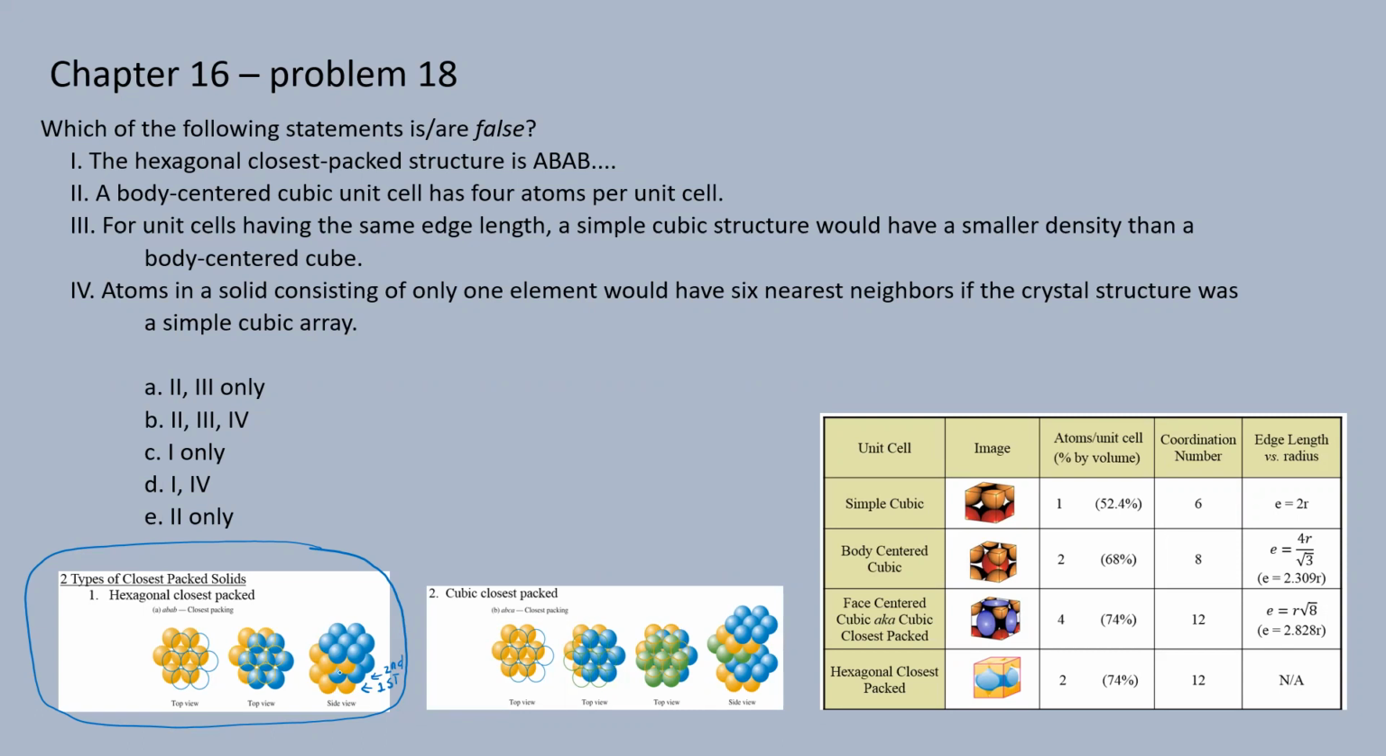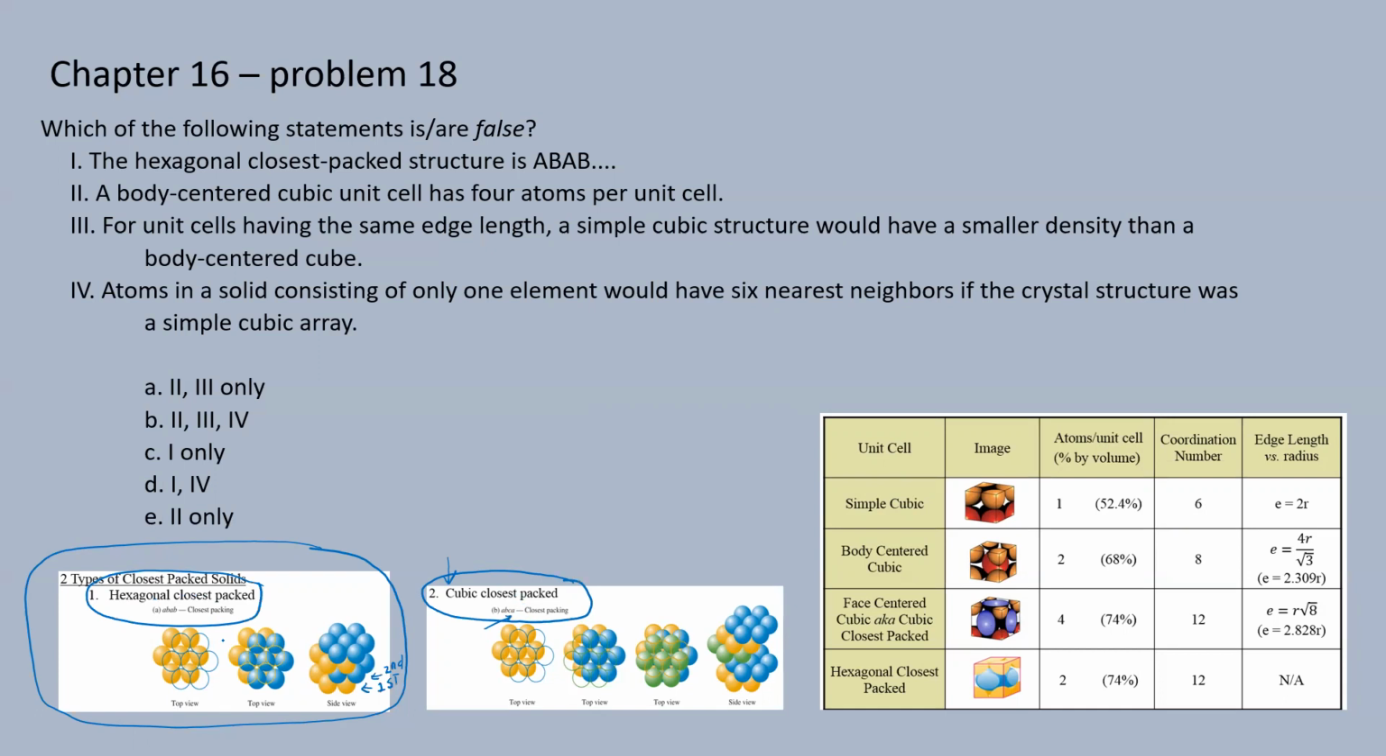So I would know by heart that hexagonal closest packed is ABAB, but cubic closest packed is ABC. So just a little mnemonic here. Cubic closest packed starts with a C, and ABC has a C. Hexagonal closest packed starts with an H. There's no H in ABAB, but just got to go with it.